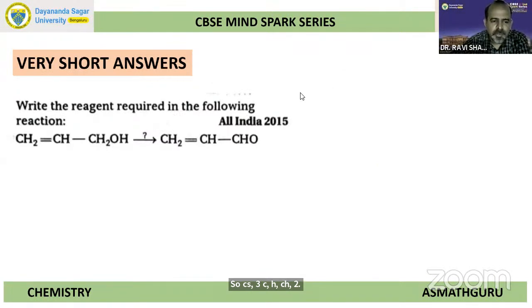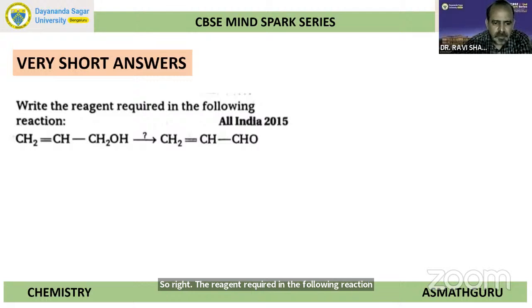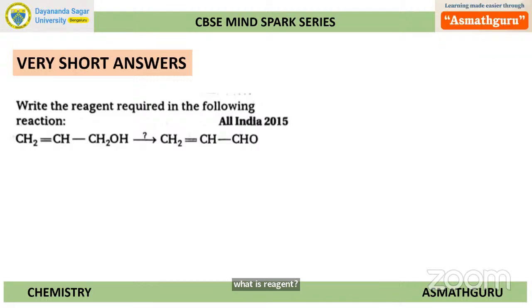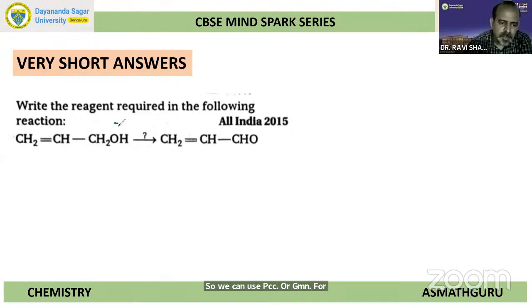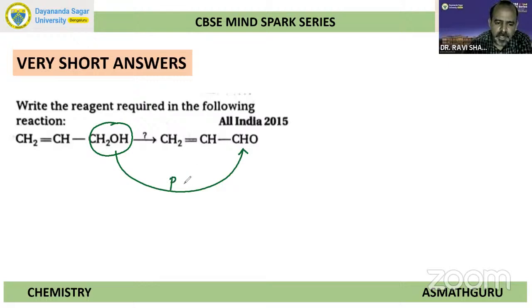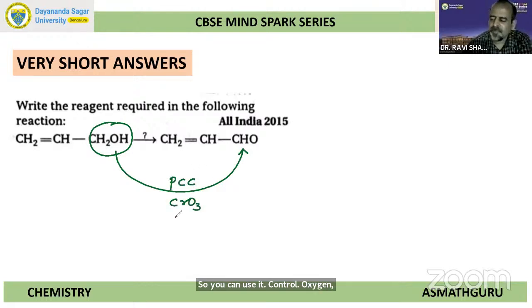Write the reagent required in the following reaction. What is the reagent required here? Sir, we can use PCC or KMnO4. So what is happening here? Sir, here alcohol is converted into what? Aldehyde. So you can use a controlled oxidizing agent like PCC or CrO3.